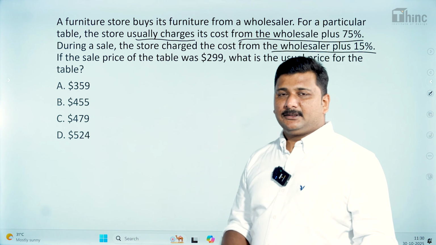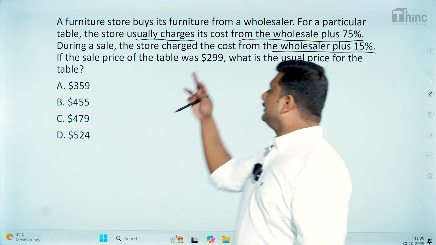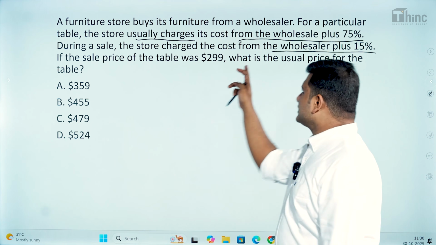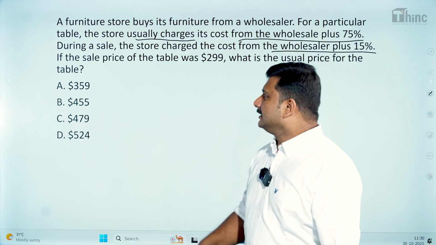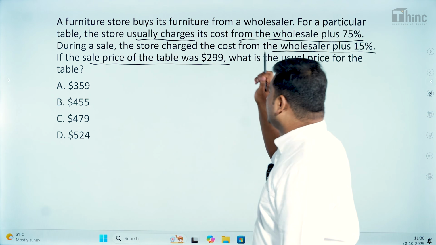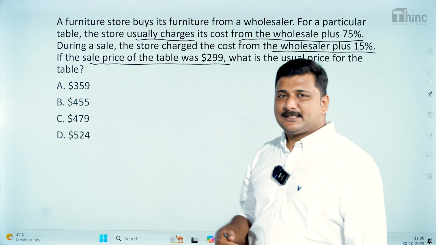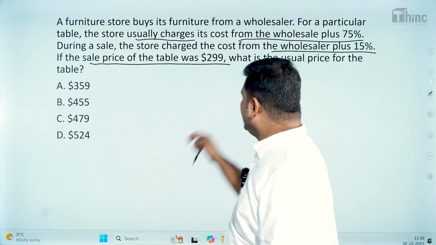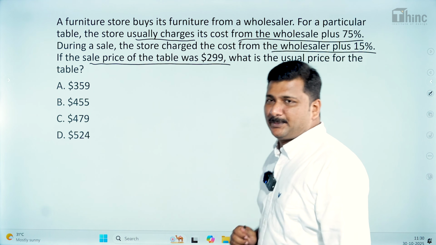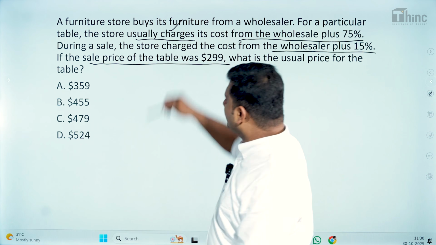So there is a sale happening. They usually charge wholesale price plus 75%, but during a sale they are charging wholesale price plus 15%, and that sales price is 299. So the sales price is given to us as 299, and we need to find the usual price. So this usual price is what we need to find out.